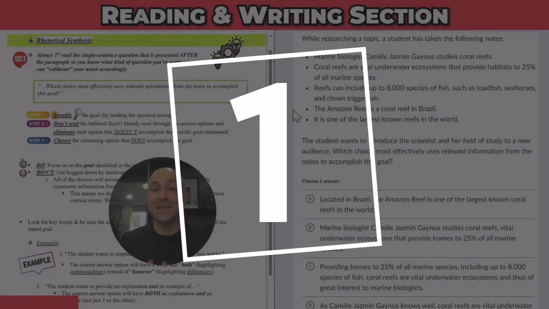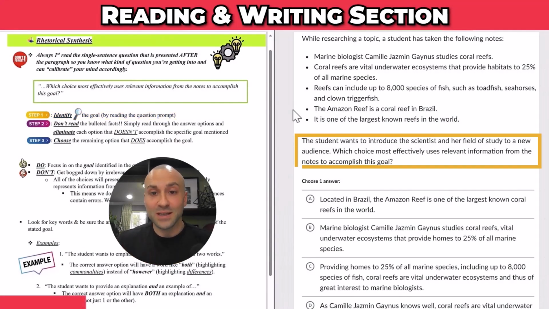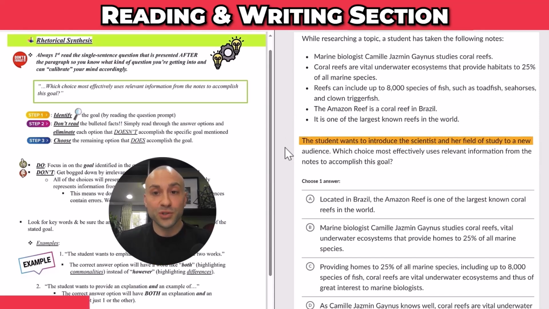Step 1, identify the goal simply by reading the question prompt. So in this question, it says the student wants to introduce the scientist and her field of study to a new audience. So we're going to try to find the answer option that accomplishes that specific goal.